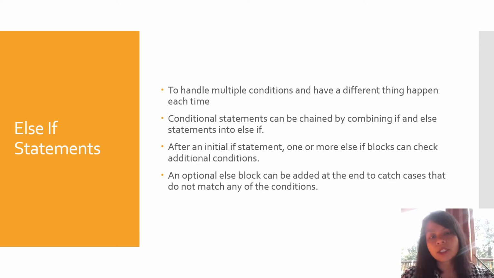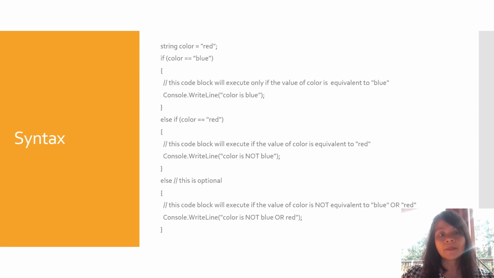So after an initial if statement, one or more code blocks can check additional conditions, okay? An optional else block can be added at the end to catch cases that do not match any of the conditions. So that's quite a mouthful. Let's go see a real example to understand what I'm talking about here. All right, so here we have our example.